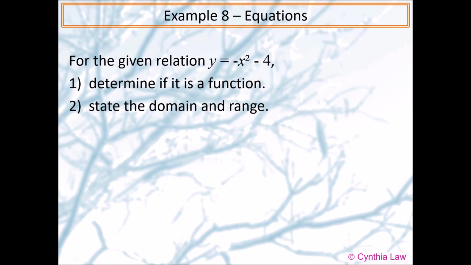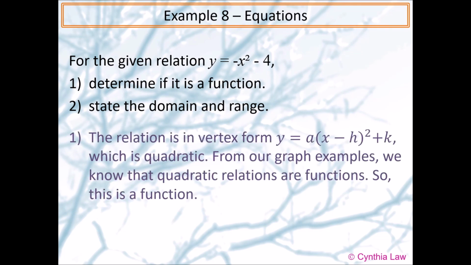Let's look at our last example for this video. For the relation y equals -x squared subtract 4, we want to determine if it is a function or not. When we look at the equation, we notice that it is a quadratic relation because we have x squared. And this is written in the vertex form. So therefore, it is a function.